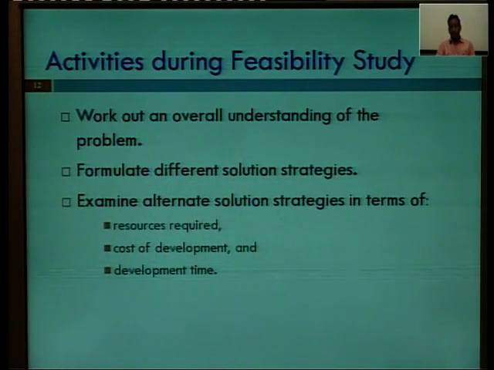When following up the feasibility study, we have to find out the different resources required by the system, the cost of development, and the development time. These are known as the three kinds of studies in the feasibility study. The first is time feasibility, the second is cost feasibility, and the third is material feasibility. These feasibility studies are required to formulate the different solution strategies for the development of the overall system.